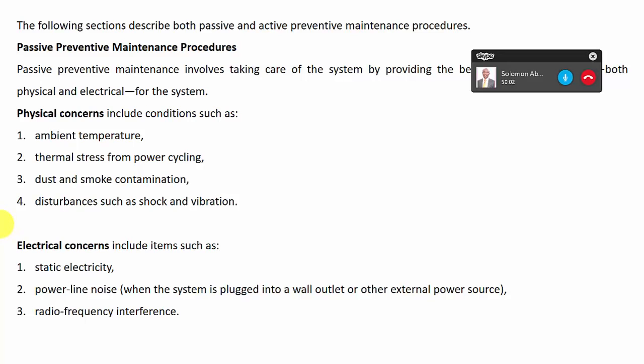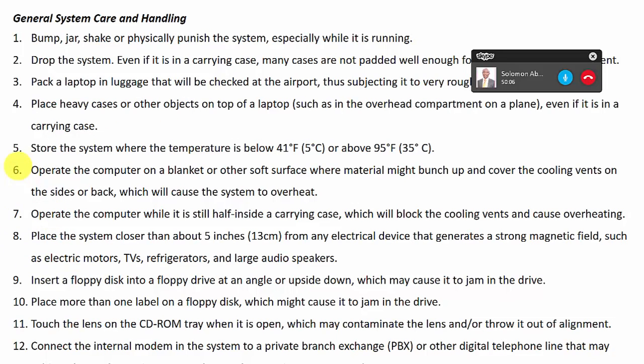I move to slide 5. Because of time, I'm not going to go through everything that is inserted there. The first one is to avoid jogging, shaking or physically punishing the system, especially while it is running. Dropping the system, even if it's carrying out some operation.